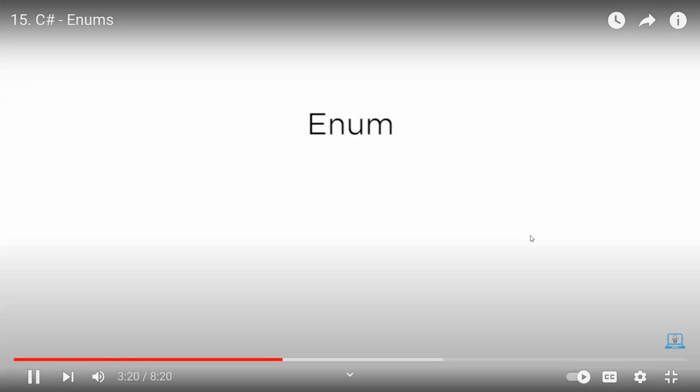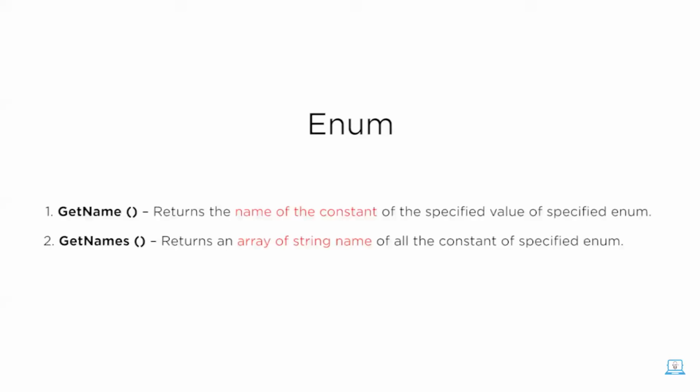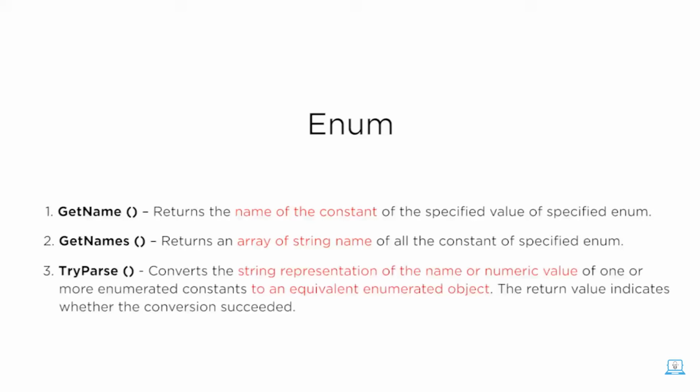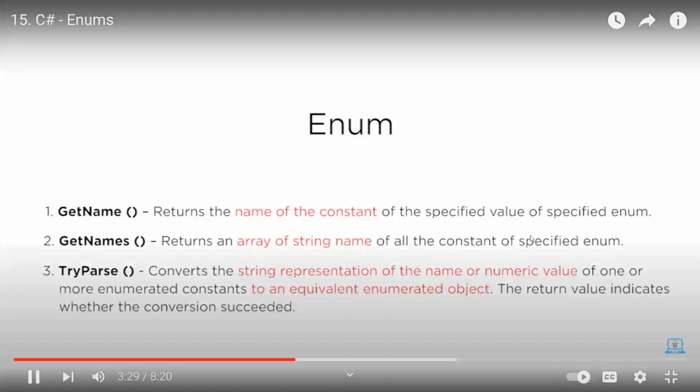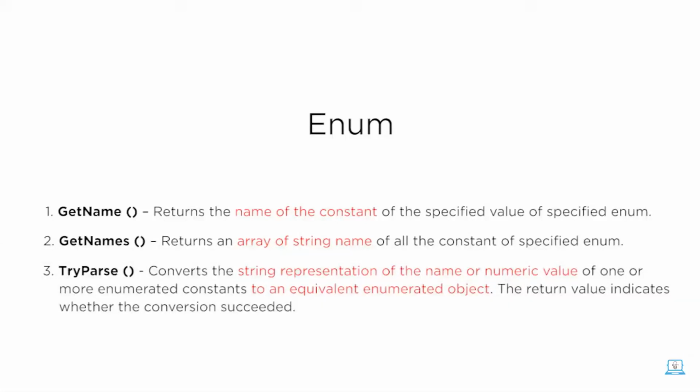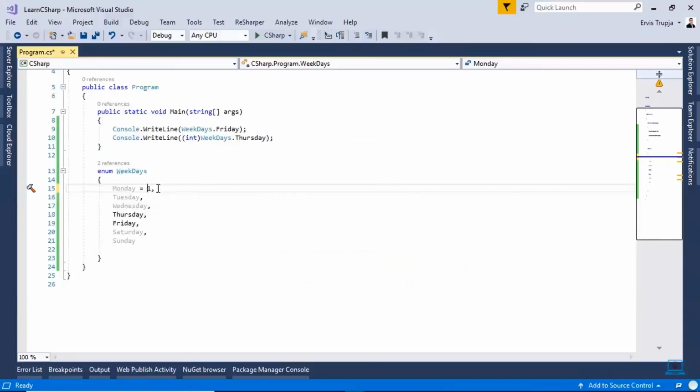To work with these, some of the main methods are GetName, GetNames, and TryParse. The GetName will simply return the name of the constant, and the GetNames will return an array of string names. And then TryParse is going to convert the string representation of the name or numeric value to an equivalent enumerated object. So let us see them all in action.